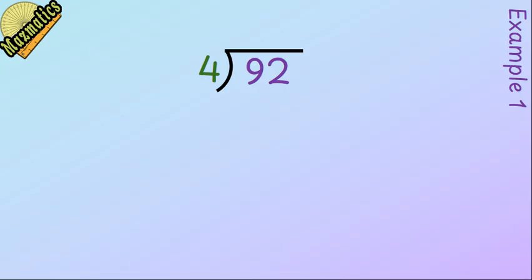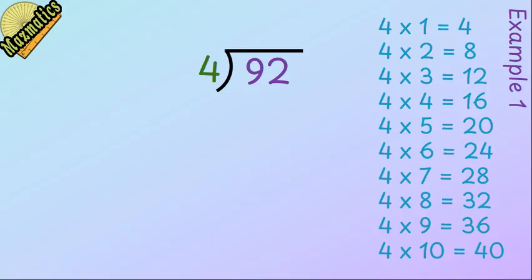Think about your multiplication tables. If you remember your table of 4, ask yourself, 4 times what number gives me 92? 4 times 1 is 4, 4 times 2 is 8, 4 times 3 is 12, and so on. It seems 92 is not in the multiplication table of 4. So what we do, instead of trying to divide the entire 92 by 4 all at once, let's break this problem up into smaller steps by just trying to divide each digit by 4, digit by digit.